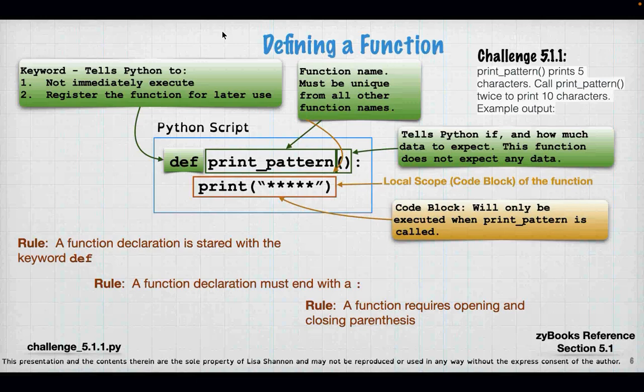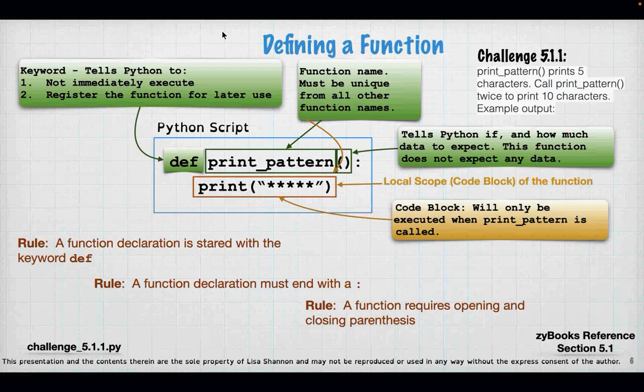Then I have an open and closing parenthesis. Now, at minimum, it's an open and closing parenthesis. There may be more stuff in those parentheses, and we're going to talk about that later. But for right now, you have to have the opening and closing parentheses, and you have to end it with a colon. Just like everything else, it's going to have a local scope. You've got to end that thing with a colon.